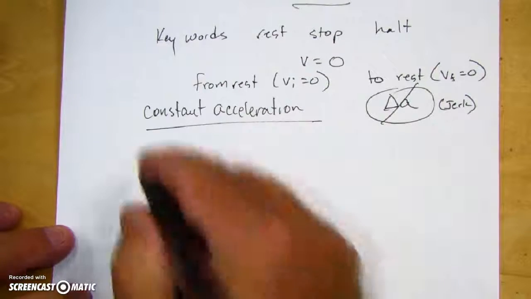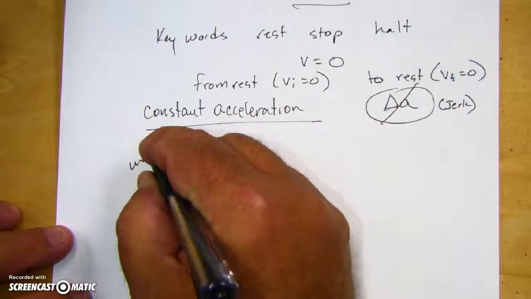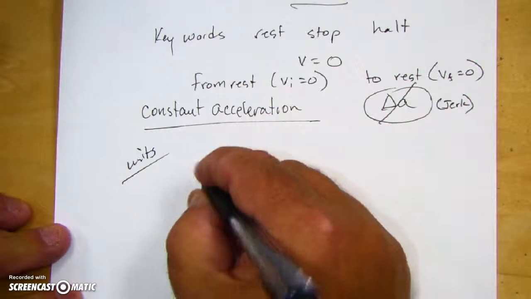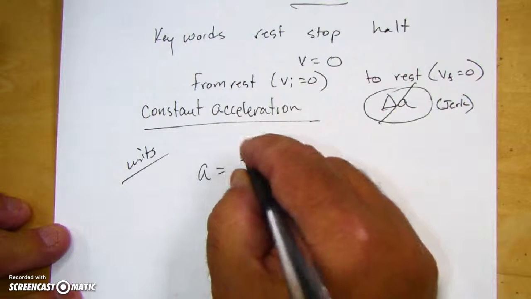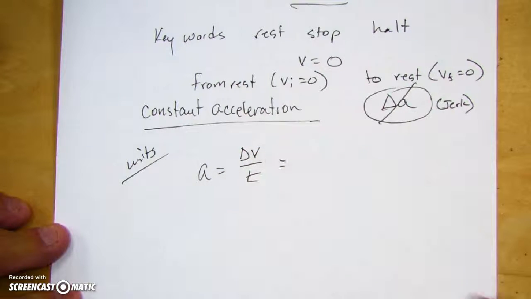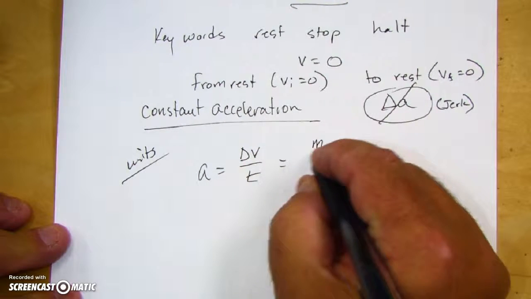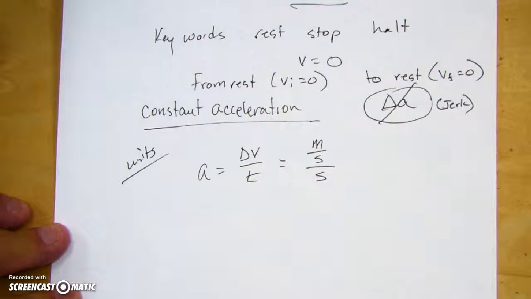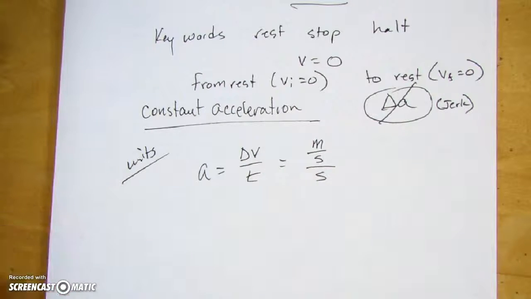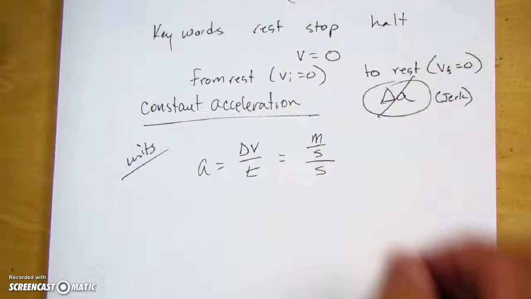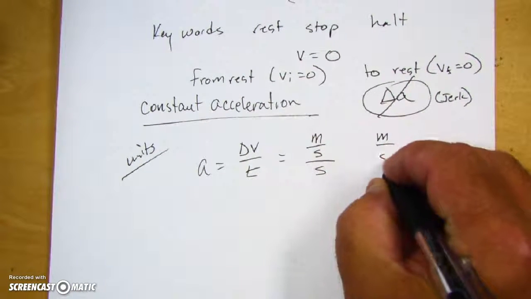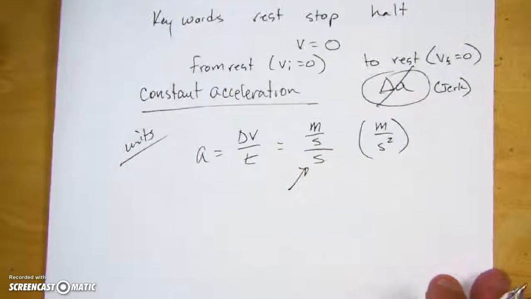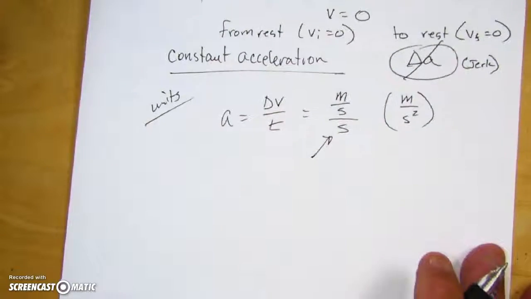Now let's take a look at the units real quick, because the units are something that sometimes bothers people. A is equal to delta V over T. Delta V is going to be in meters per second. Time is going to be in seconds. If you want to leave it as meters per second right now, I'm okay with that. It's the same as meters per second squared, but I'm okay if you leave it this way, because to be honest with you, it helps you understand it.